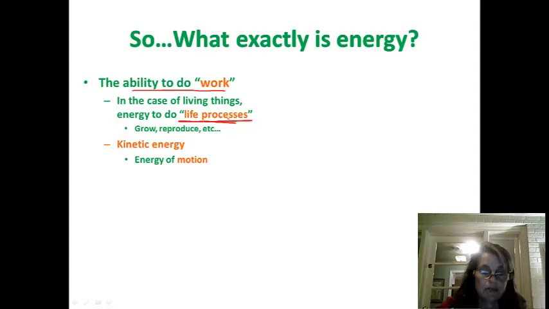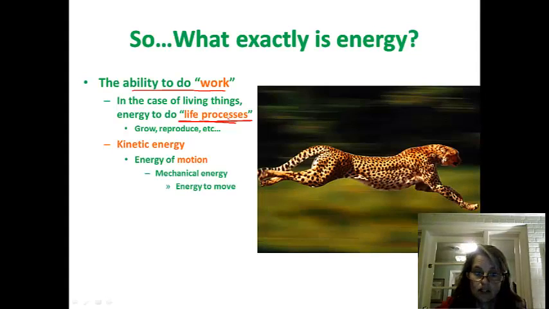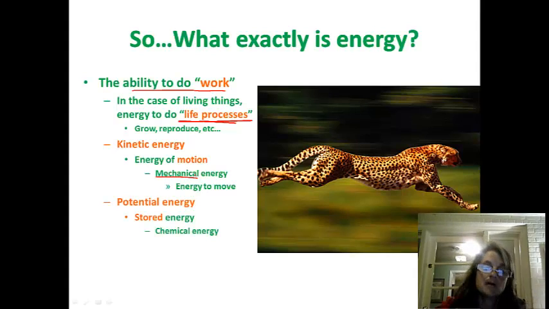Now, there's two types of energy. There is kinetic energy, that energy of motion. We can also think of that as mechanical energy. It's just energy to move, like that cheetah is really moving there, okay? But there is also potential energy, stored energy, chemical energy. There are other ways to store potential energy, okay? But chemical energy is the main way we store energy in biology.